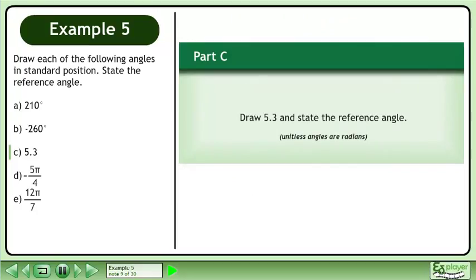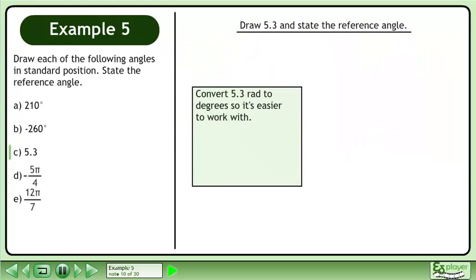In part C, draw 5.3 radians and state the reference angle. Recall that unitless angles are radians. Convert 5.3 radians to degrees so it's easier to work with. Multiply by 180 degrees over pi to get 303.67 degrees. So 5.3 radians is approximately equal to 304 degrees when we round to the nearest degree.